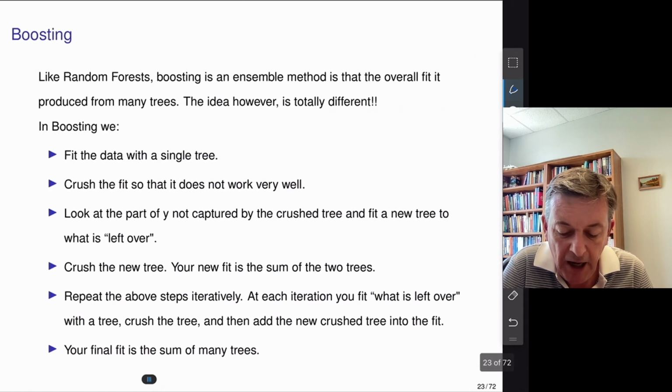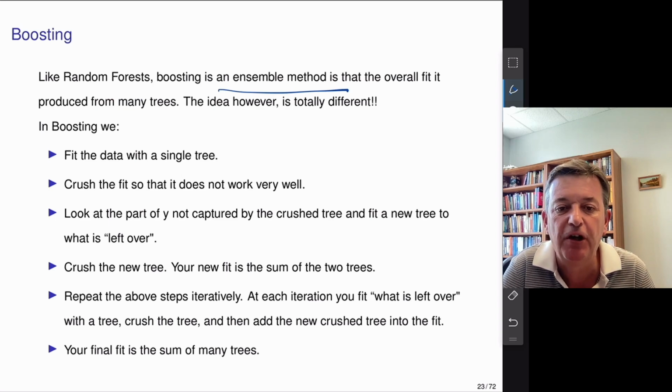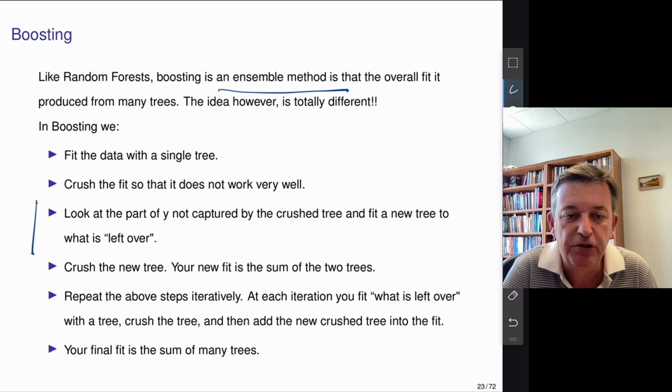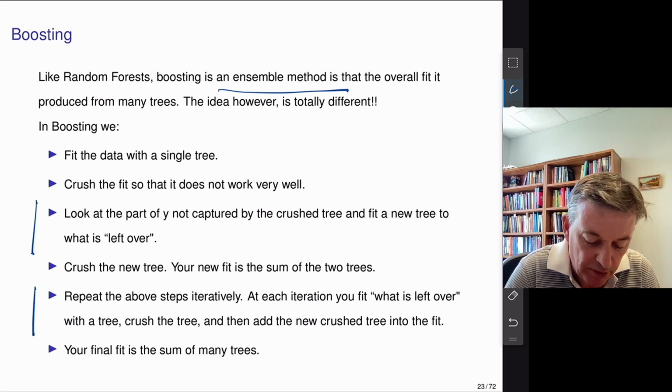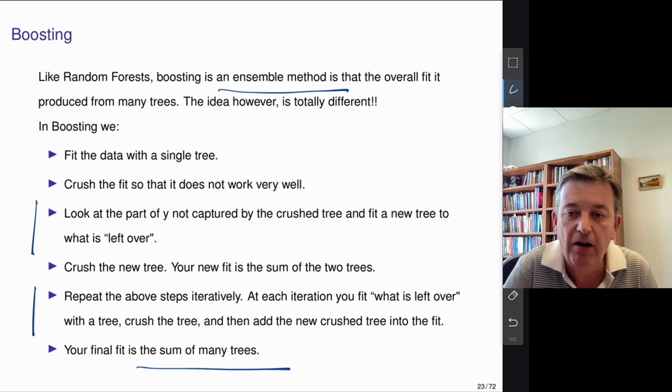There's another idea, I won't talk much about it, called boosting. Ensemble methods are popular, meaning I'm averaging over a bunch of models. Essentially, you fit a tree, and then you look to see what's left over, and then you fit the residual, and you just sort of keep on going. And the final fit is really just a sum over many trees.